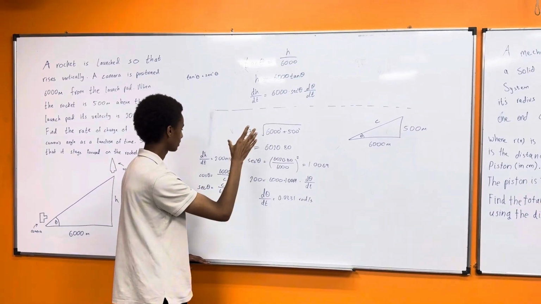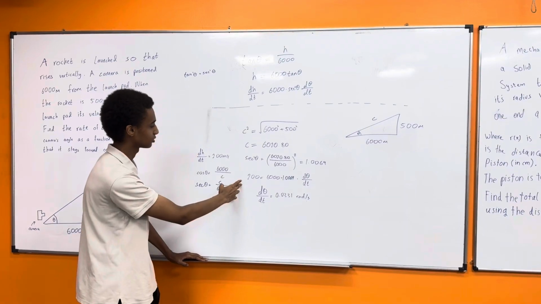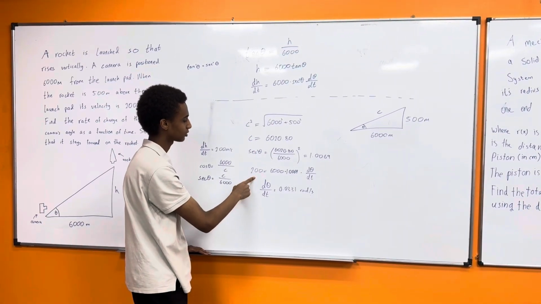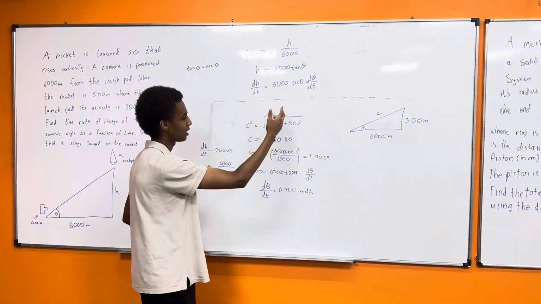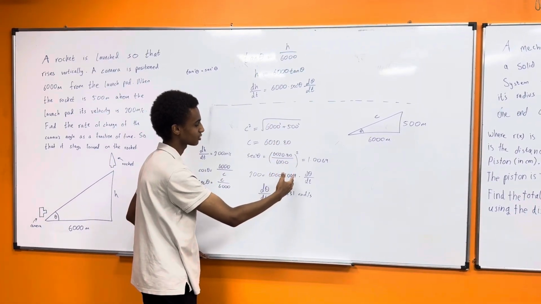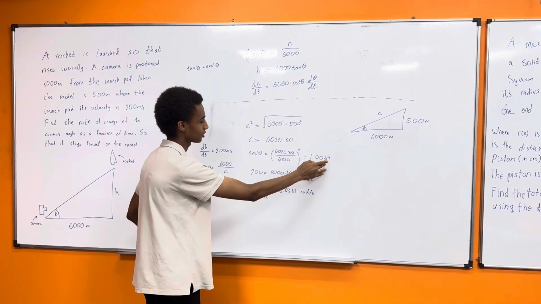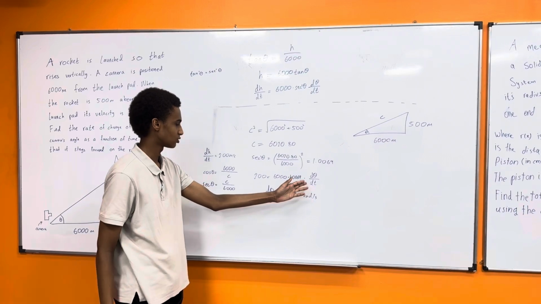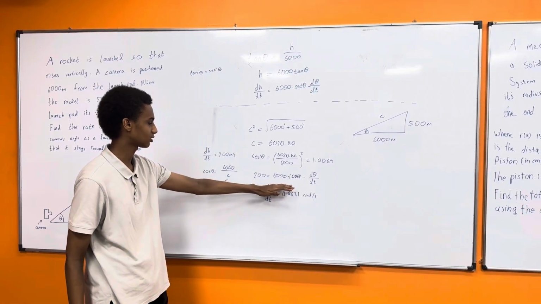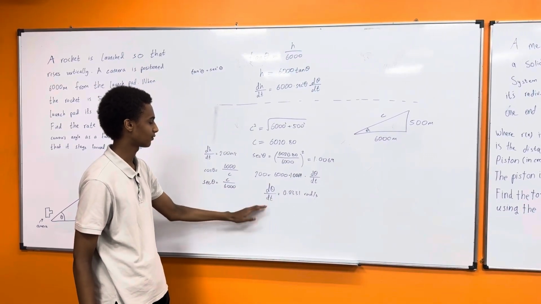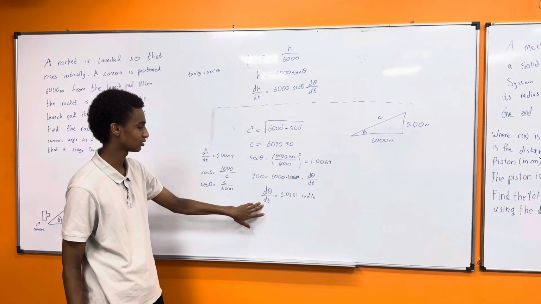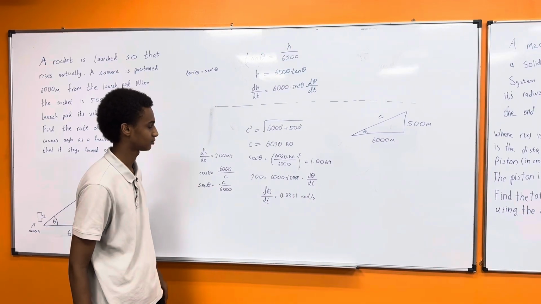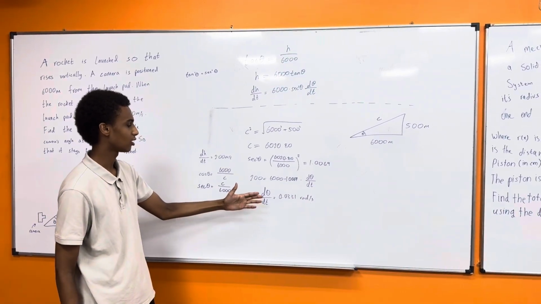Now plugging these values into the equation that we derived, we get 200 is equal to 6,000 multiplied by 1.0069, which is the value of sec squared theta, multiplied by d theta over dt. Plugging all these values into the calculator, we get the value of d theta over dt to be 0.0331 radians per second. So this is the rate of change of the camera's angle.